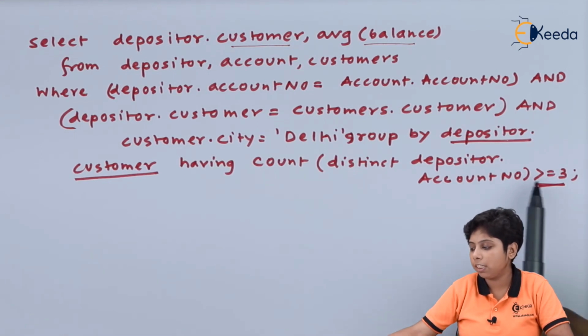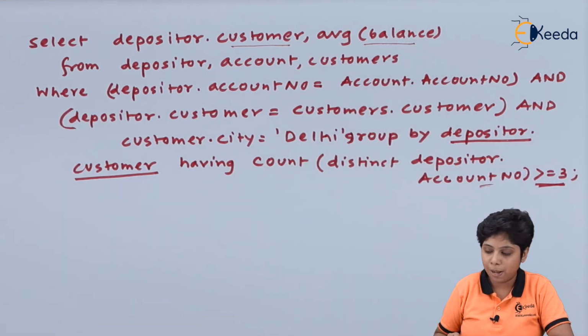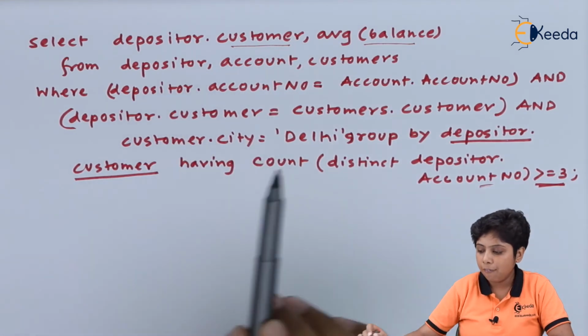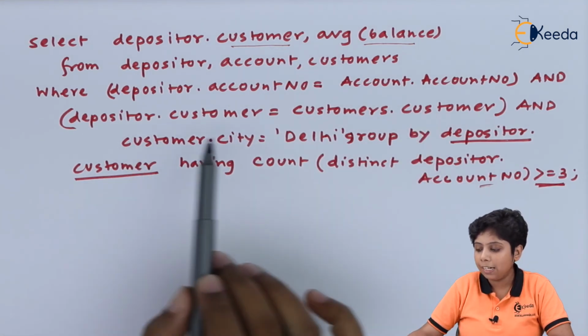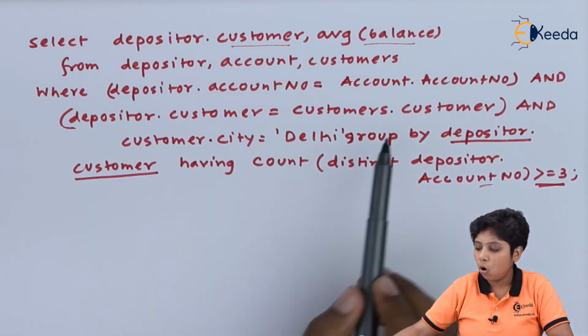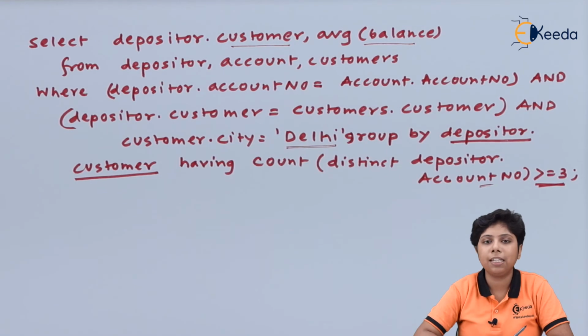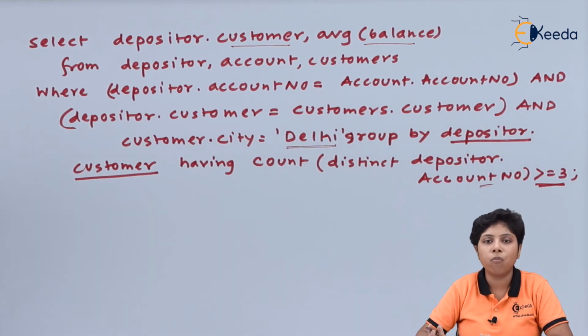And now we are calculating if the account numbers are greater than 3 for a customer, then only we will calculate the average balance and we will display it along with the customer name. If the account number matches with the depositor's account number and the customer name matches with the account's customer name, also the customer resides in the city Delhi. So we are merging these 5 queries in a single one with the select, from, where, group by and having.